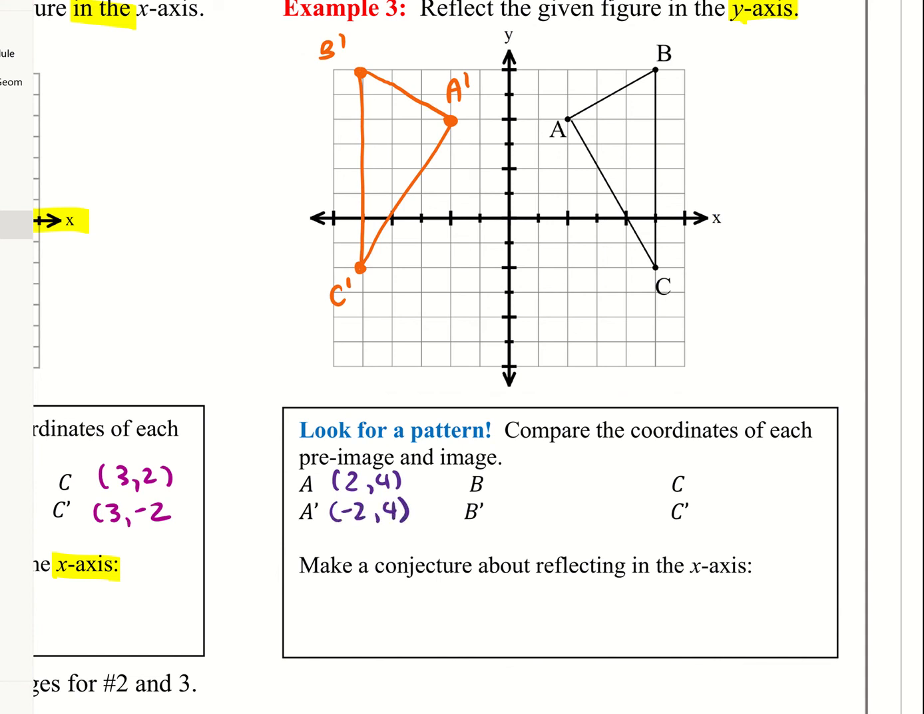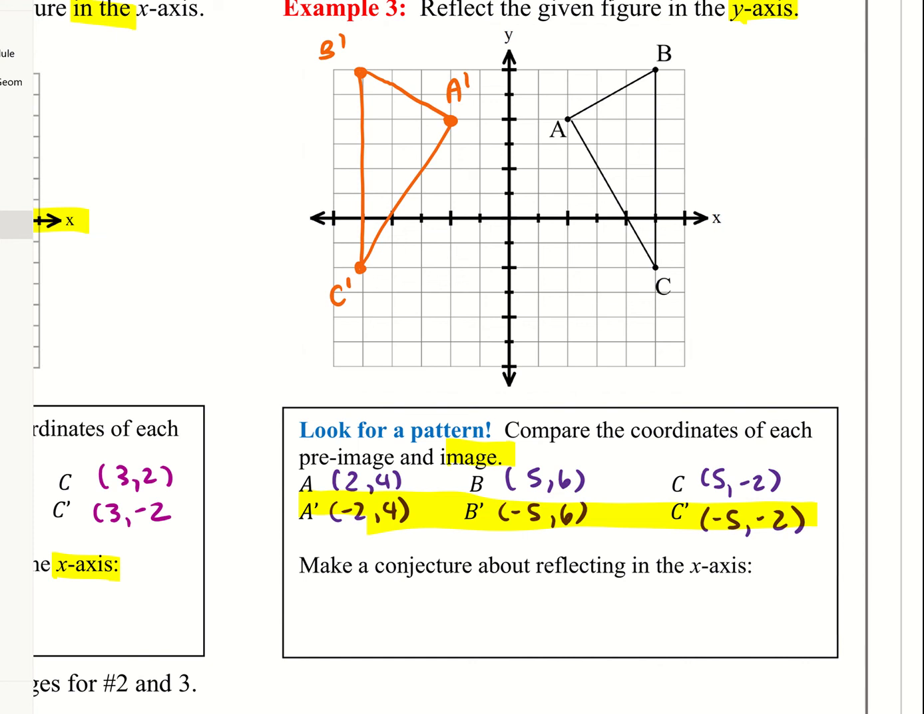B is at 5, 6, if I counted right. B prime is at -5, 6. C is at 5, -2, and C prime is at -5, -2. Now you'll have to, on your homework, list the ordered pairs of the image.